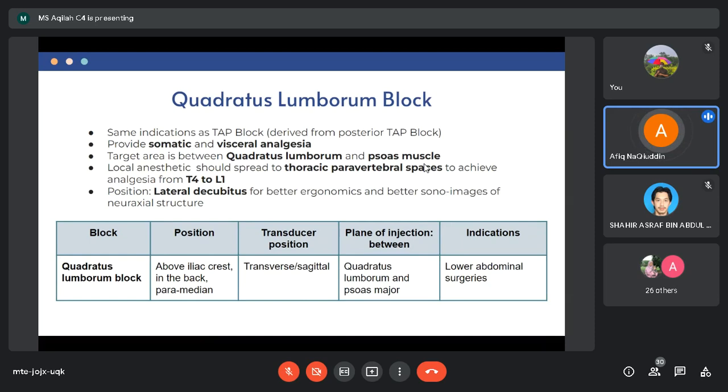The local anesthetic agent should spread to the thoracic paravertebral space in order to achieve anesthesia from T4 to L1. The best position is the lateral decubitus position because of better ergonomics and better visualization. It is most commonly indicated in lower abdominal surgery. Next.